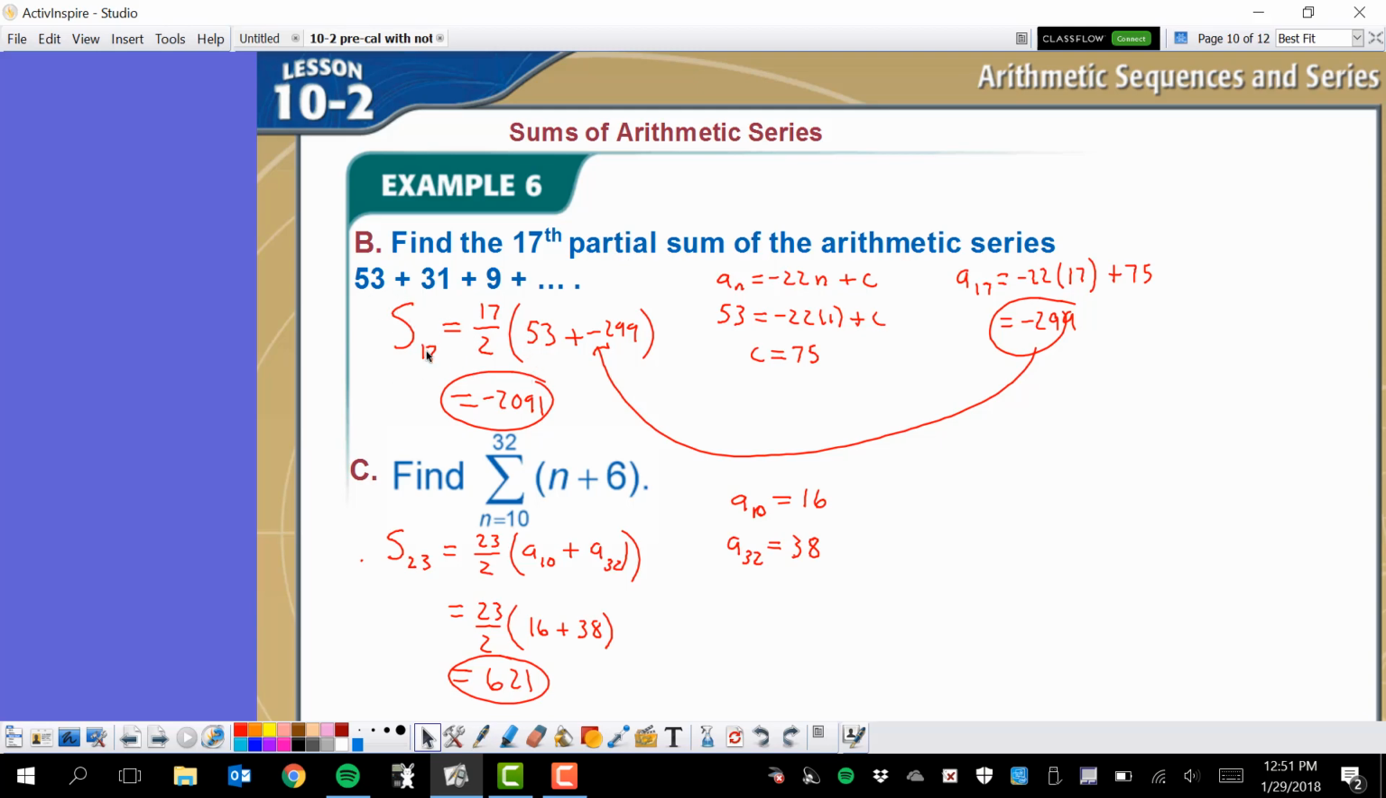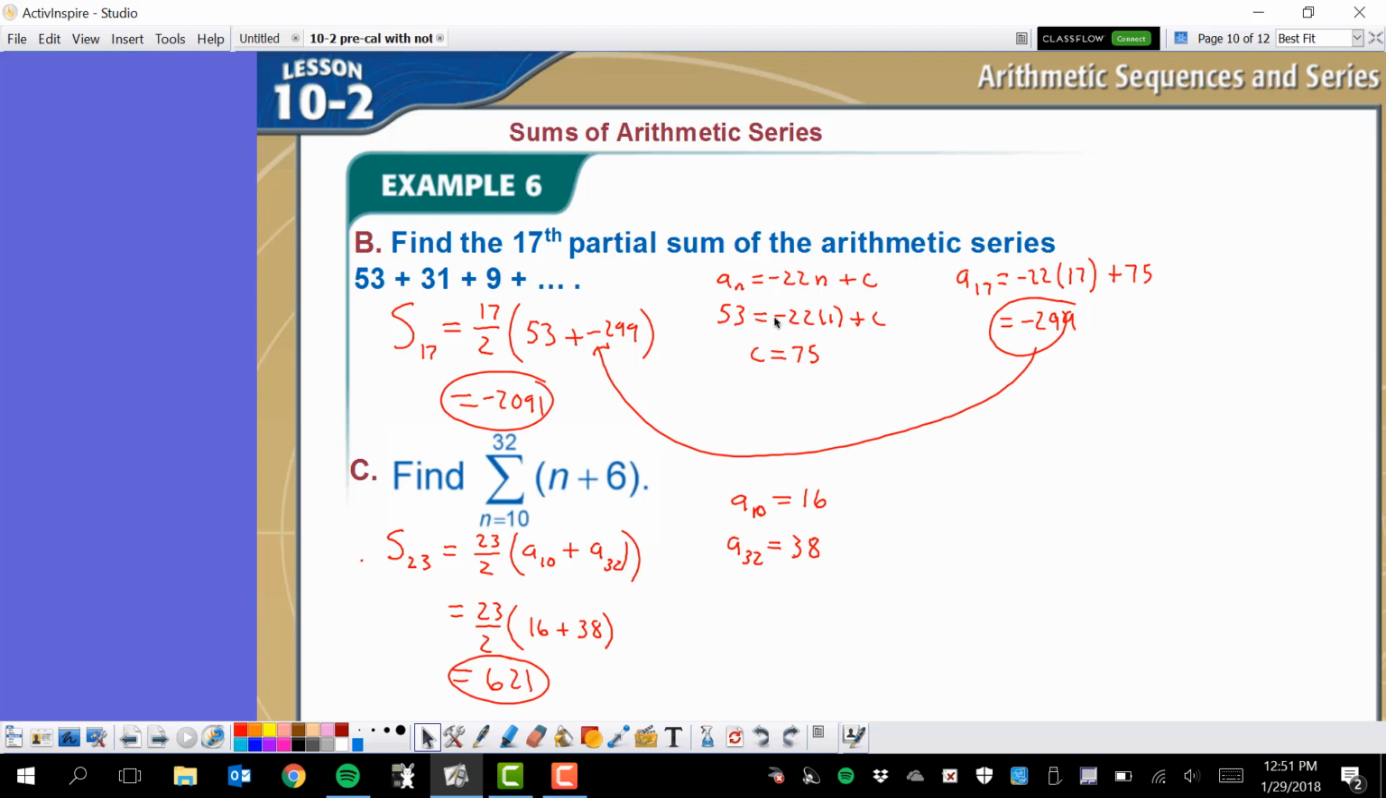So S of 17 equals 17 over 2 times A1, which is 53, plus A of 17. Now, unless you write it out 17 times, you aren't going to be able to know what A of 17 is. So what I actually did is I used our explicit formula to find A of 17. I started with the common difference, and I got the common difference to be -22.